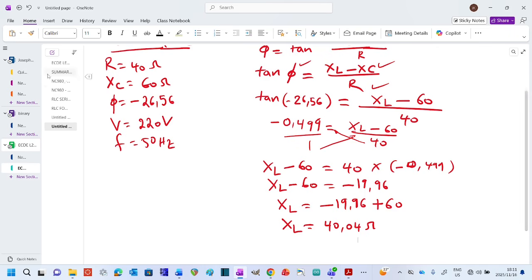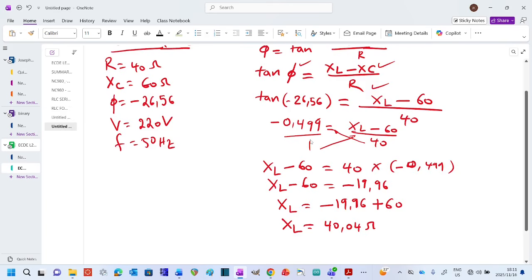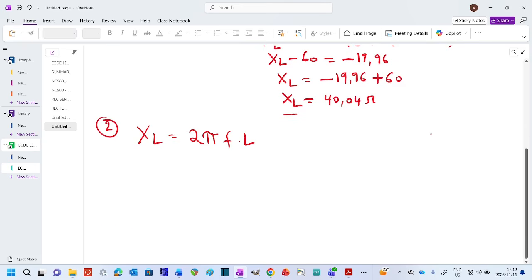Now, question 2. What is the next thing they're asking? Inductance. So calculate the inductance in millihenry. They want you specifically to calculate the inductance. This was the inductive reactance. From the formula, XL is equal to 2 pi F, that was given to us, multiplied by inductance. We can easily calculate the value of inductance.